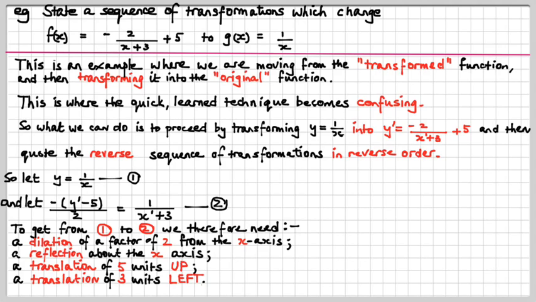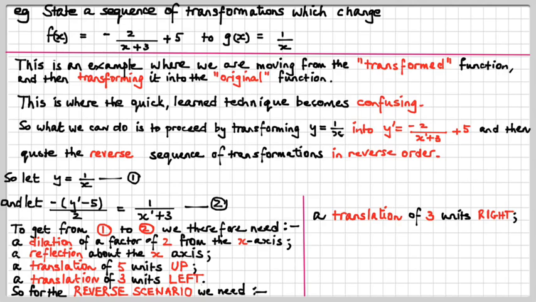Now that gets me the sequence of transformations to go exactly the wrong way compared to what I'm supposed to do. But now I'm going to reverse everything. So for the reverse scenario, we need a translation of 3 units. I'm picking them off, going in reverse order from this one backwards. So I'm saying 3 units to the right, but that's the first one I have to quote. Then I have to go 5 units down. I'm going in reverse order, reversing the things in reverse order.